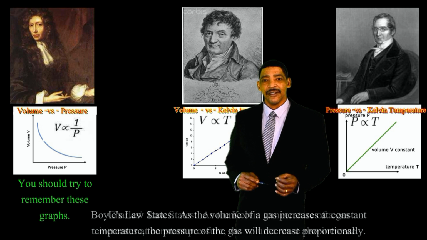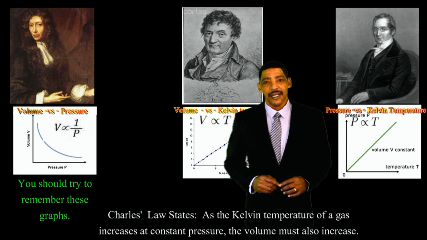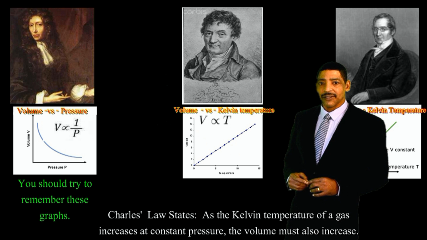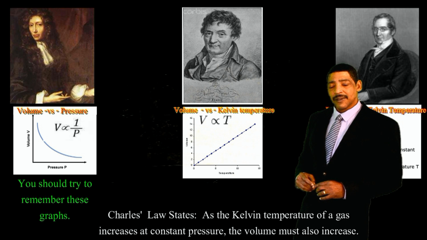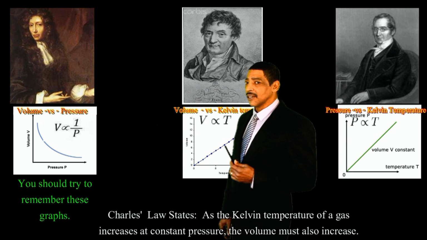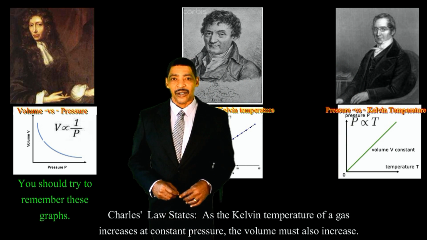Charles's law states that the volume and the Kelvin temperature of a gas are directly proportional, and this graph represents the relationship between volume and Kelvin temperature according to Charles's law.